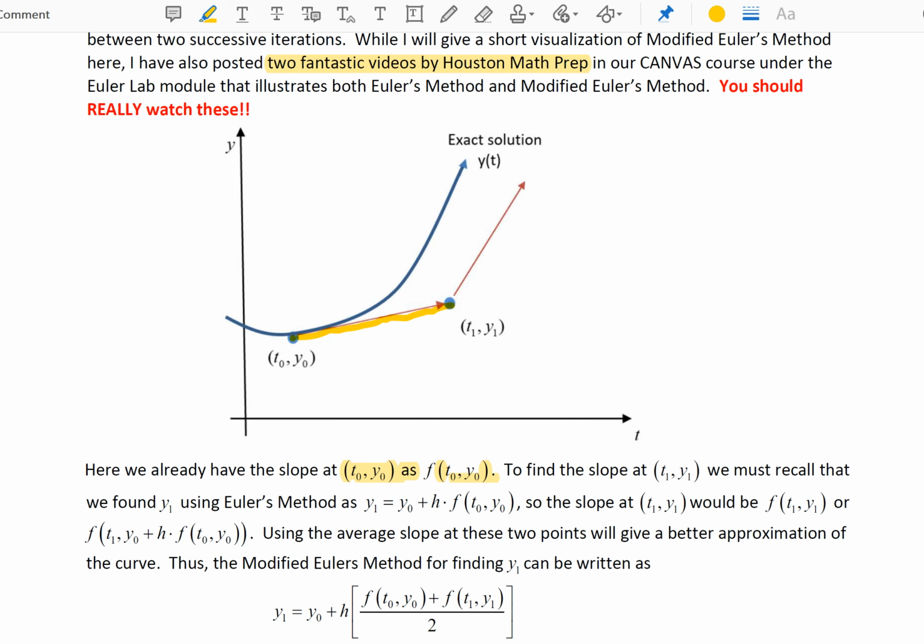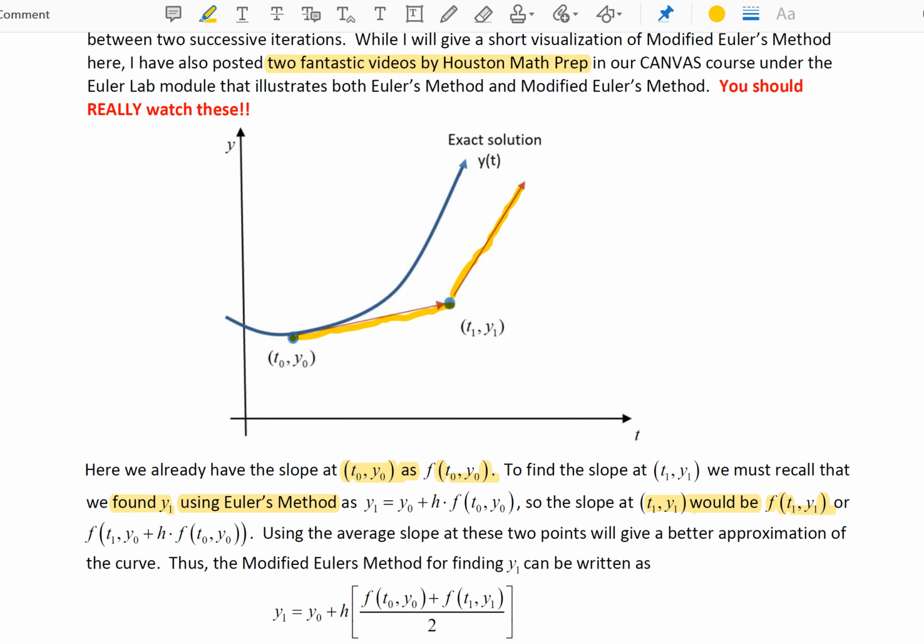To find the slope at t1, y1, we must recall that we found y1 using Euler's method, as y1 is equal to y0 plus h times f of t0, y0. So the slope at t1, y1 here would be f of t1, y1, or f of t1, y0 plus h f of t0, y0.